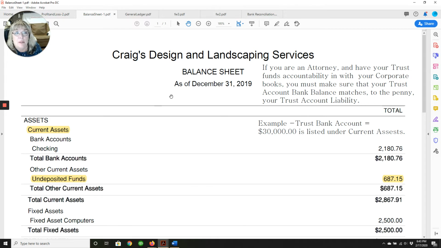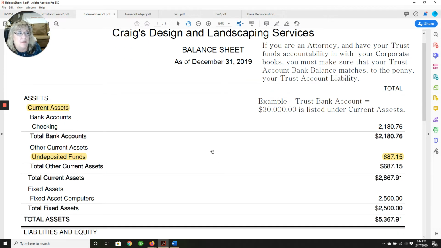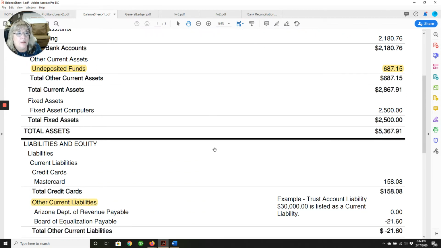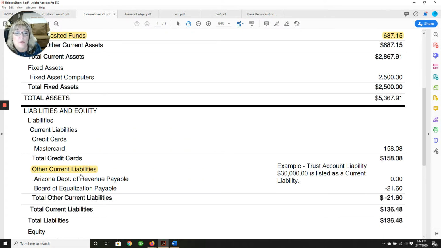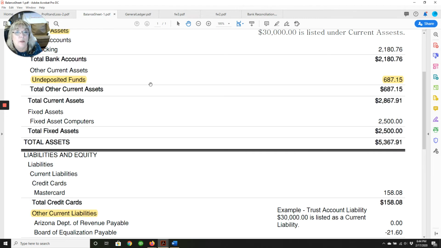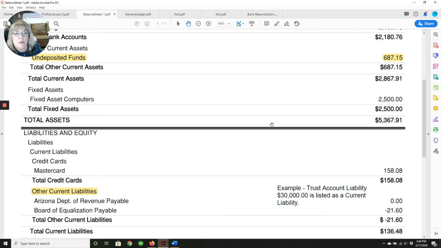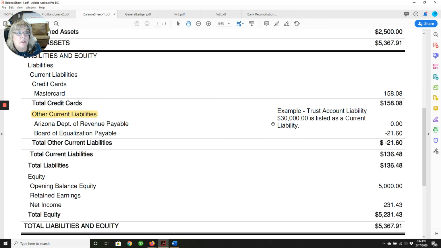For an example, if this company had their trust bank account here, it would say trust bank account equals $30,000 under current assets. And also under other current liabilities, trust account liability $30,000 is listed as a current liability, so those two balance. That's important. Another thing, if you have any fixed assets that you purchased during the year, he's going to want the detail on those. So this is your balance sheet.